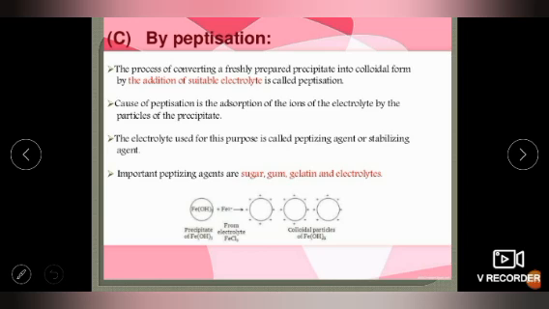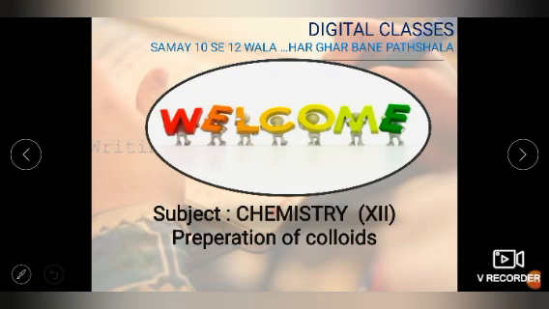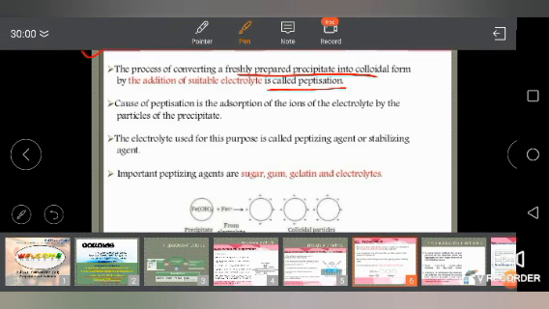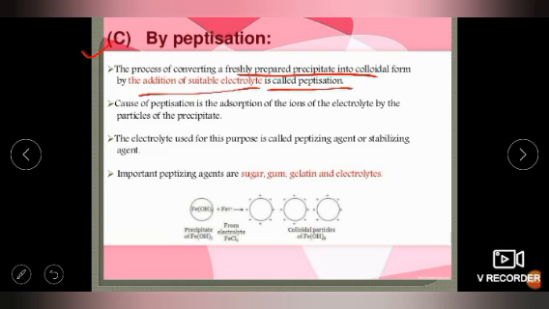Okay. So the third method is peptization. The process of converting a freshly prepared precipitate into the colloidal form is called peptization. The process in which we are converting a freshly prepared precipitate into colloids, by addition of suitable electrolytes, is called peptization. The cause of peptization is the adsorption of the ions of the electrolyte by the particles of the precipitate.